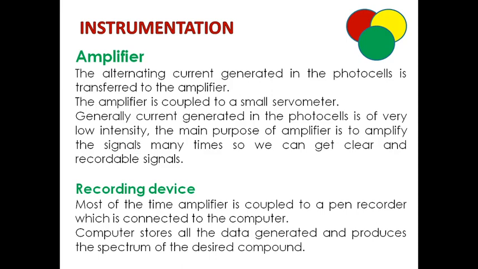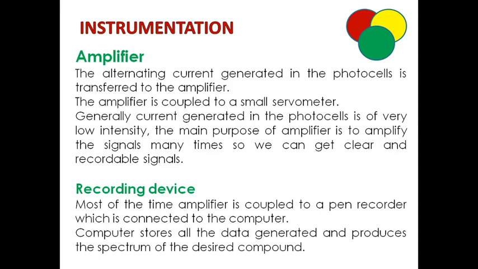After proper detection and analyzing, that is amplifying, the amplified signals can be passed to the recorder. Here a recorder will give a fine picture of the compound, which is in the form of a spectrum. Generally a computer is used as a recording device. So by using this computer we can get the spectrum. So this is the overall requirement of the UV visible spectrophotometer.